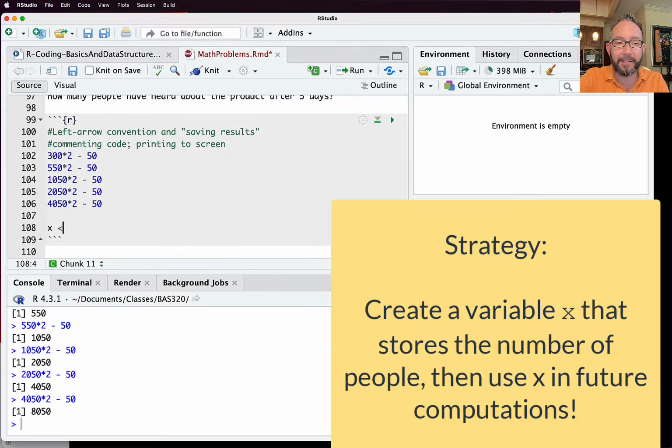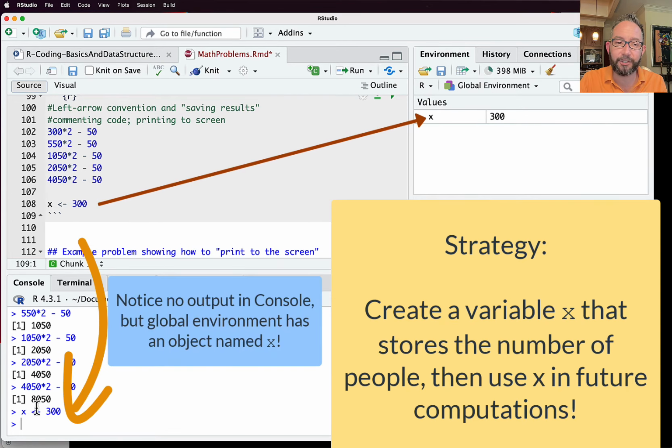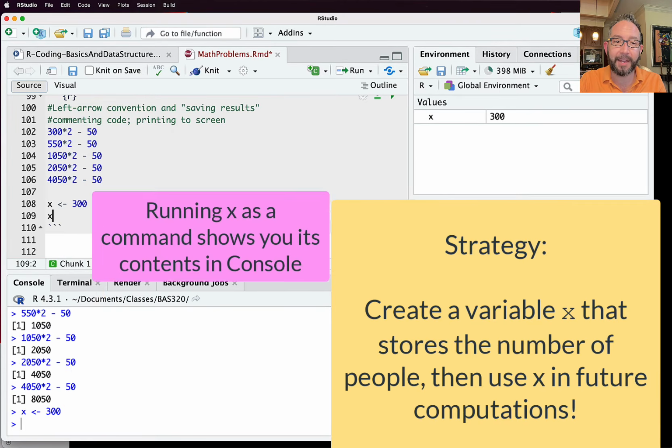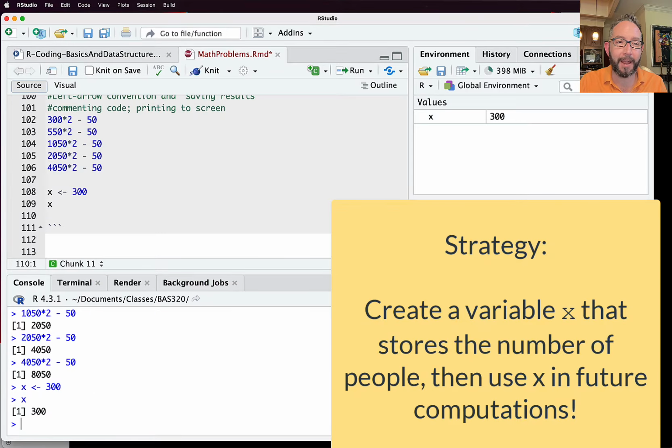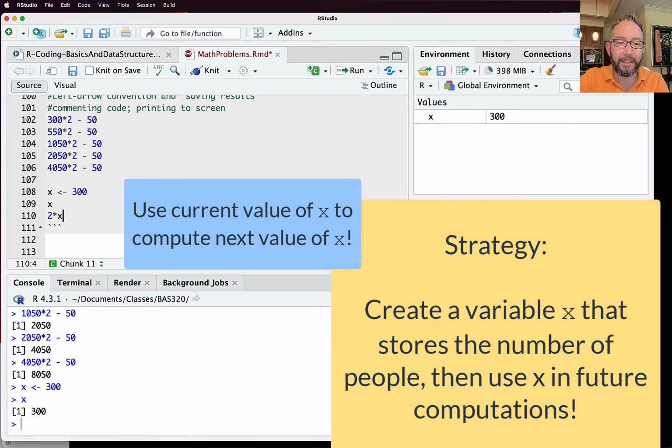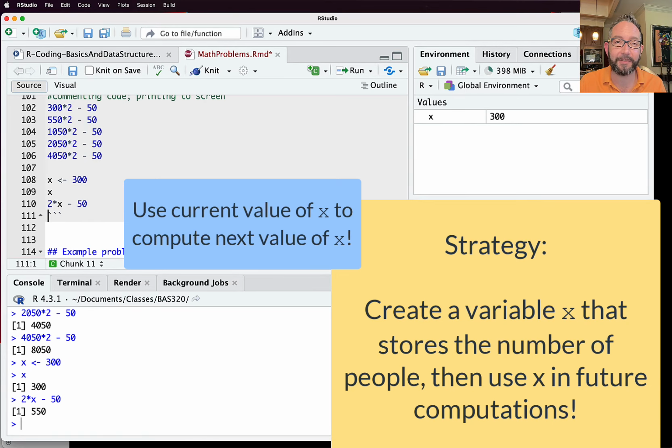If I were to go and do x left arrow 300 and then run this as a command, notice nothing really gets shot down into the console. No computation took place. Instead, what happened is that I now find x in the global environment. It equals 300. So if I were to run x just as a command, essentially printing to the screen what's currently the contents of x, I do get 300 out into the console. But this suggests a nice, easy way to actually mimic the spread by word of mouth. So day 1, x people have heard about this product, 300 in this case. Then 2 times x minus 50, that gives me what happens on the end of day 2.